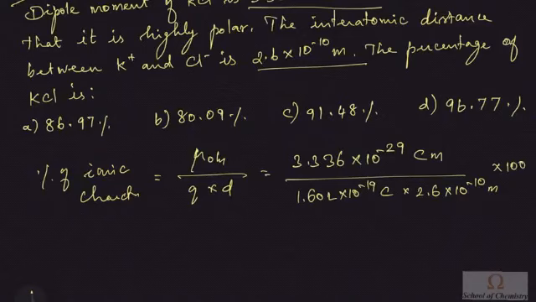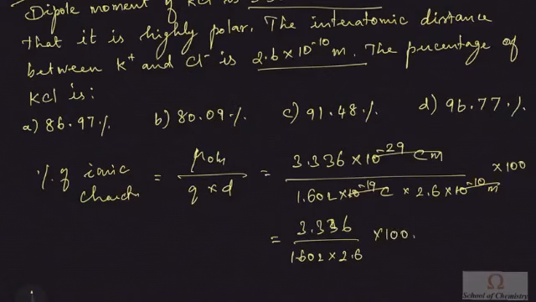So you can see, students, 10 to the power minus 19 and 10 to the power minus 10 amounts to 10 to the power minus 29. So these terms will get cancelled. So it is 3.336 divided by 1.602 into 2.6 into 100. And if you work this out, you will get 80.09%. So option B is the right answer.